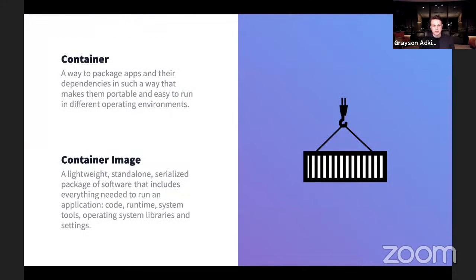So I mentioned containers a couple of times. You may or may not be familiar with this concept, but it's a way to package an app and its dependencies in such a way that makes them portable and easy to run in different operating environments. And a container image is a lightweight, standalone, serialized or binary package of software that includes everything you need to run an application. So that means the code, the runtime, system tools, operating system libraries, settings, etc. So it's this autonomous unit of software that can be freely moved around the cloud.